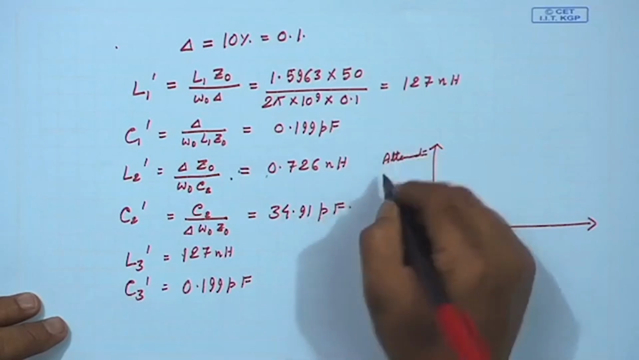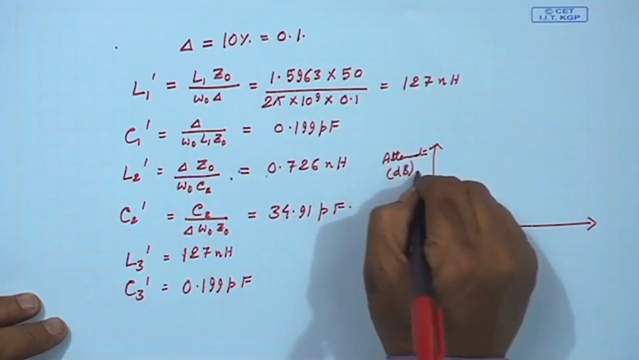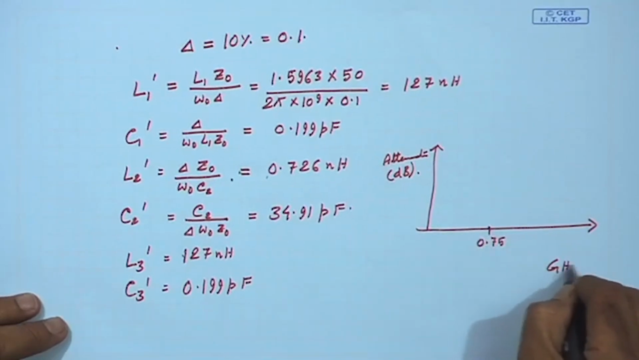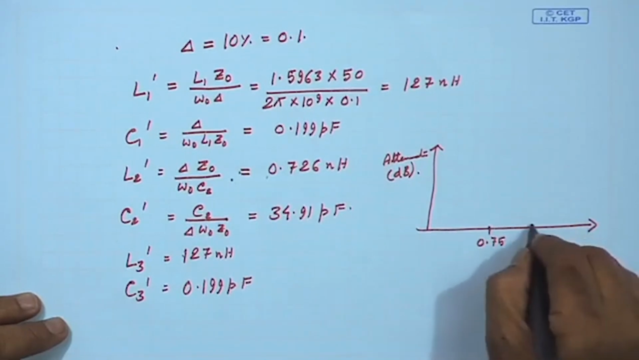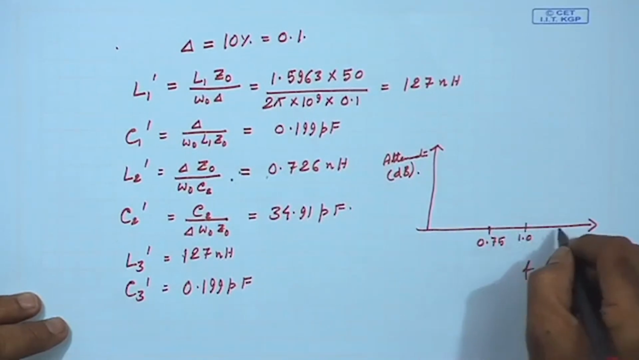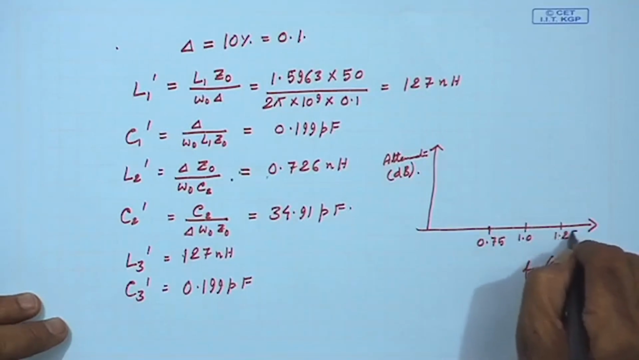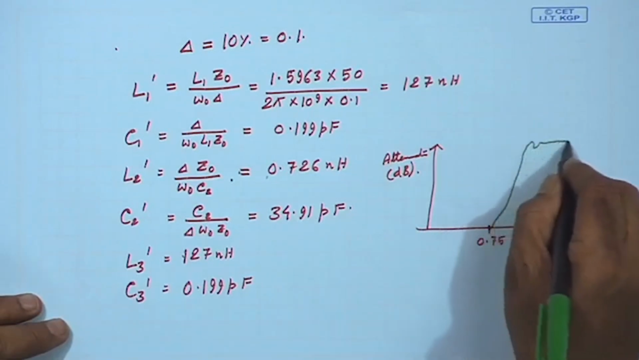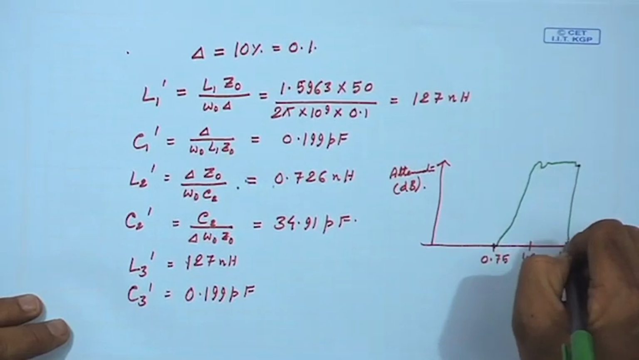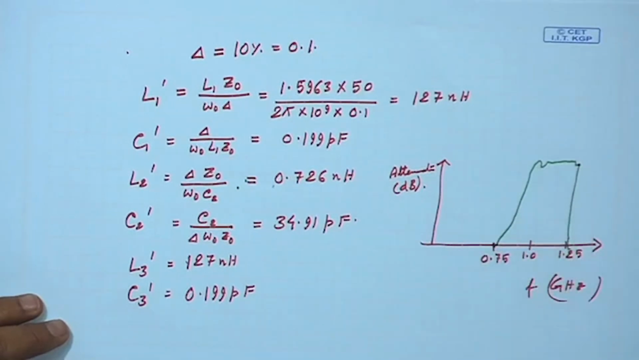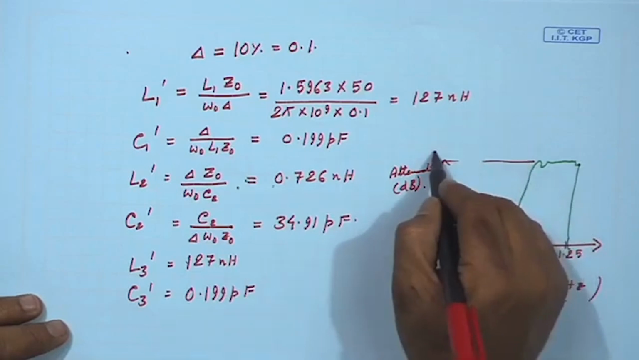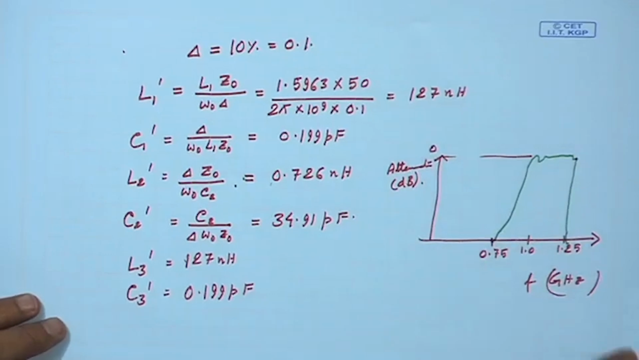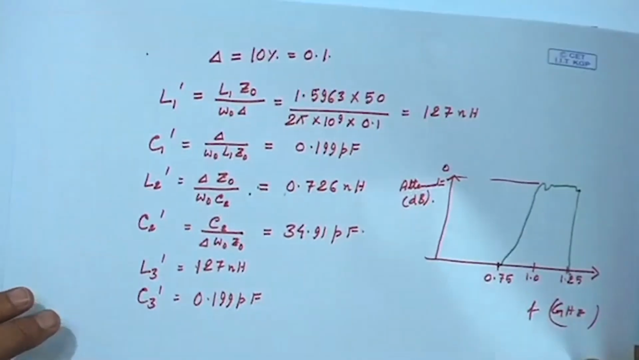So, if you can plot this, you can plot this attenuation. Obviously, that requires some computer programming, but this attenuation curve goes like this. This is 0.75, this is in gigahertz frequency, 0.75, 1.0, 1.25, roughly the curve is some ripple, but it comes to 1.25, and generally this ripple is around 0 dB approximately. So, this type of graph. So, this is a band pass, you see.